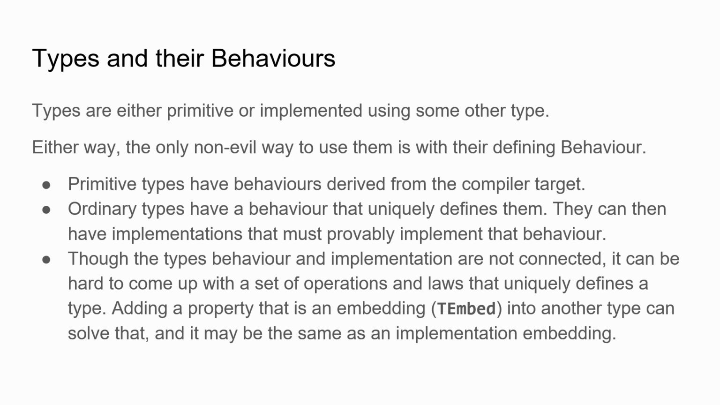It turns out that it's not always easy. We'll show you the natural numbers in the next slide, I think, that have a well-known defining behavior. But it's not always easy to do. A way of solving this problem is often to add a property that's an embedding into another type, and that makes your definition unique. There's only one type that can behave that way. And of course, that's quite likely to be the same as the implementation embedding for some types.